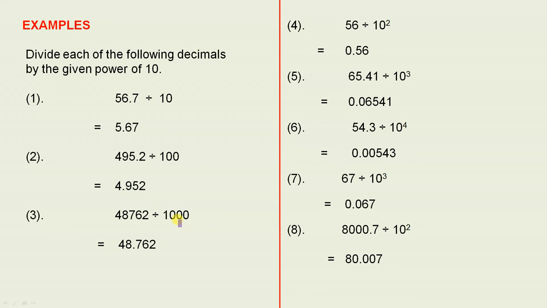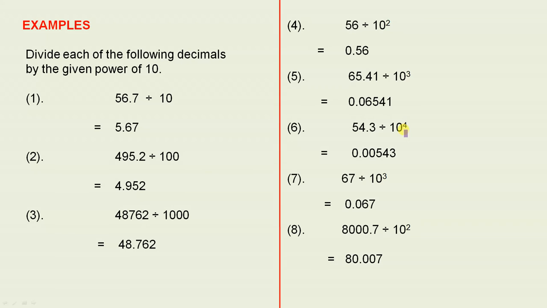When we divide this number by 1000, that's 10 to the power of 3, so we move the decimal point three places to the left. The decimal point is here originally, so we go 1, 2, 3, so it's 48.762. 56 divided by 10 squared, move the decimal point two places to the left, and that's the answer. 65.41 divided by 10 to the power of 3, move the decimal point three places to the left, which gives us that answer there. Remember, just put whatever zeros you need to be able to move the decimal point to the left.